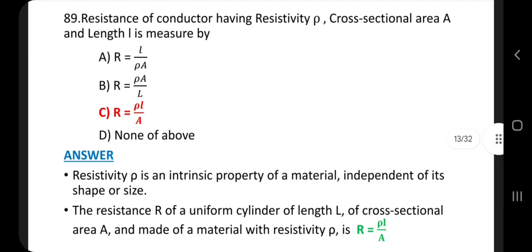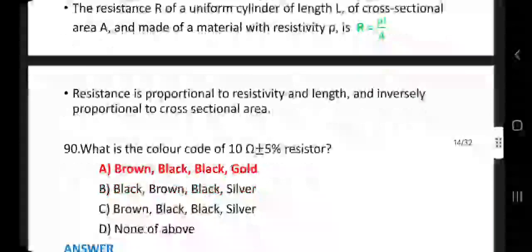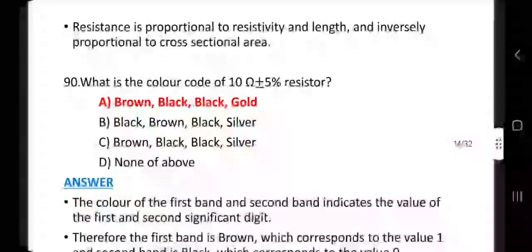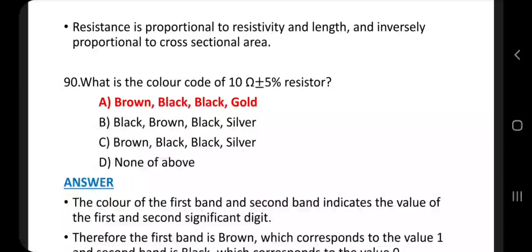Resistivity ρ is an intrinsic property of a material, independent of its shape or size. The resistance R of a uniform cylinder of length L and cross-sectional area A, made up of a material of resistivity ρ, is R equal to ρL by A. Resistance is proportional to resistivity and length and is inversely proportional to cross-sectional area.